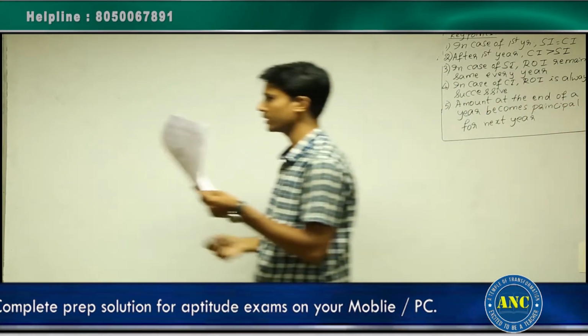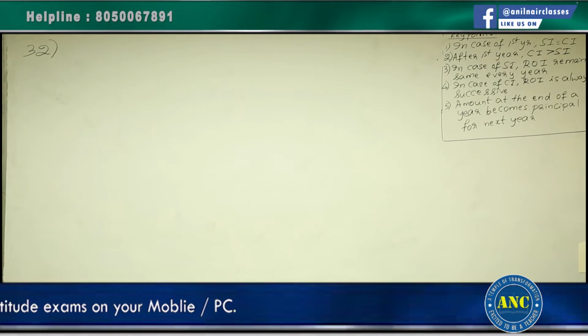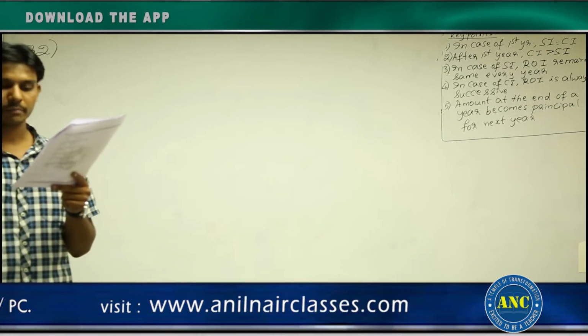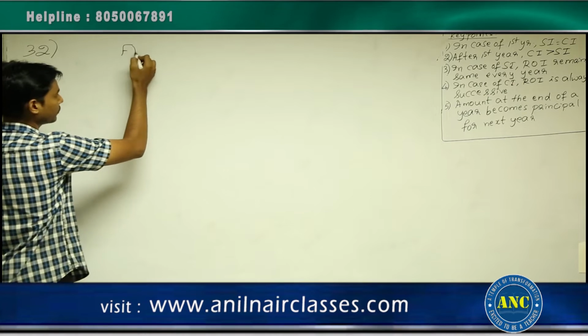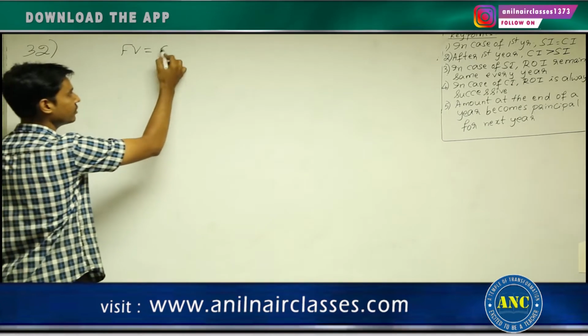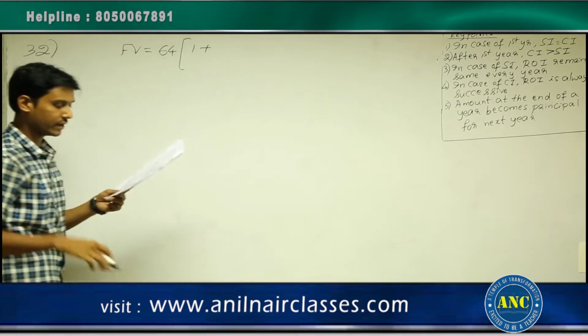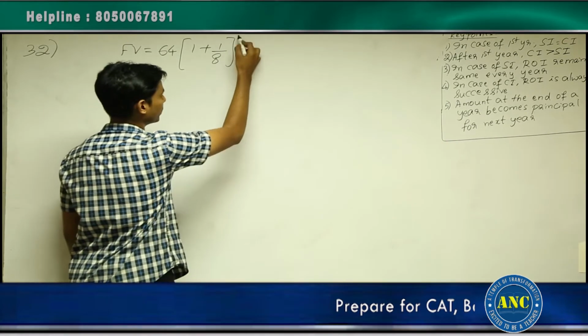30 seconds. Please listen to the 30 second question. Very easy question. A tree grows annually by 1/8 of its height. By how much will it grow after 2 years, if it stands 64 centimeters long today? Final value after 2 years I require. Initial value is given as 64 cm into 1 plus, they have given every year it will grow 1/8 of its height. And it is given for 2 years.